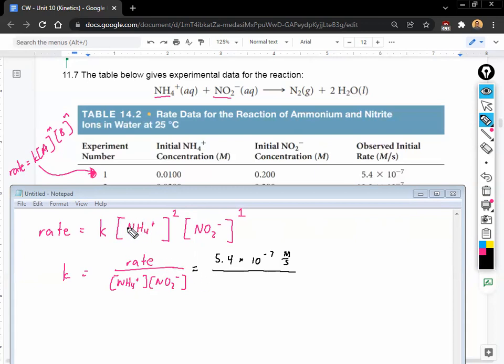That's divided by the concentration of NH4 plus, which is 0.01 molarity. And NO2 minus is 0.2 molarity. From here, we can cancel out the molarity with the molarities on the bottom.